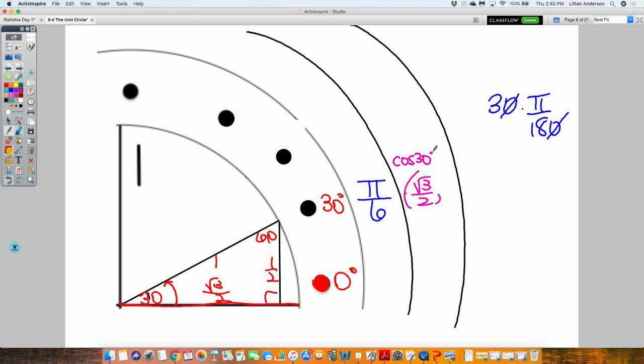Sine is what over what? Opposite over hypotenuse, or y over r. Y is 1/2, r is 1. So what is the sine of 30 degrees? 1/2. And that is the ordered pair. Again, the sine of 30 degrees is 1/2, and square root of 3 over 2, comma 1/2 is the ordered pair that corresponds to 30 degrees.